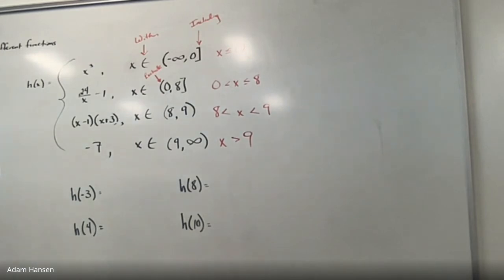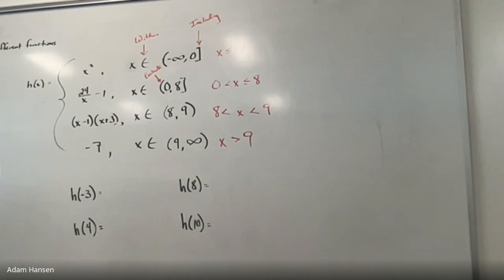Let's look at a couple ones here. We've got to find the value of h for a bunch of different numbers: -3, 10, 8, and 4. But which expression do I plug those four numbers into? Those intervals in the right column should tell us that.